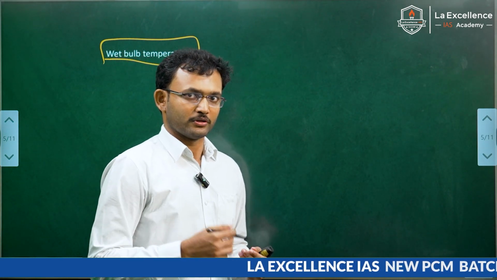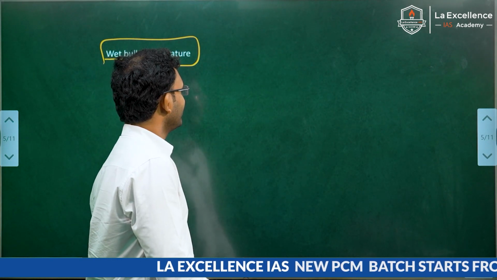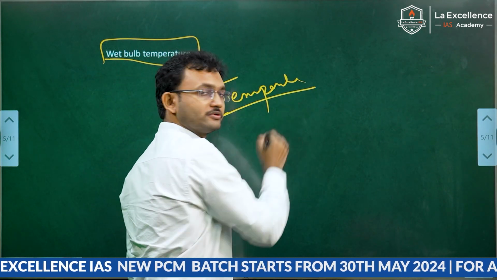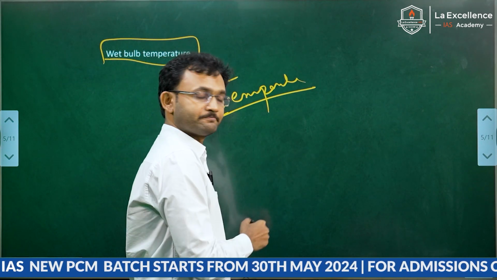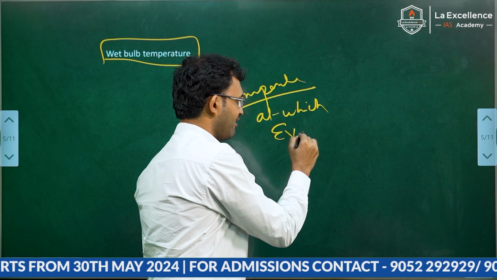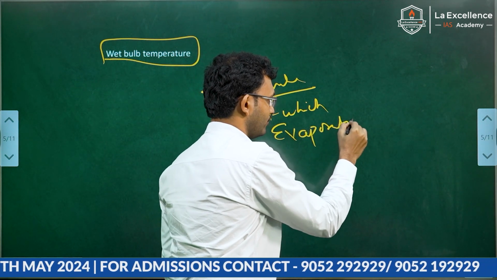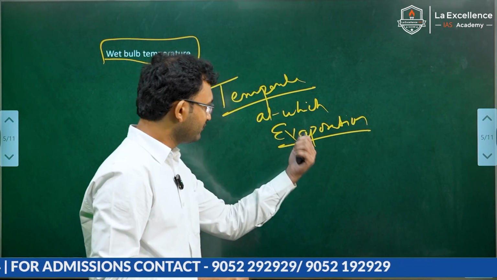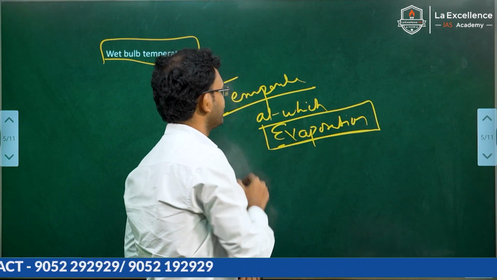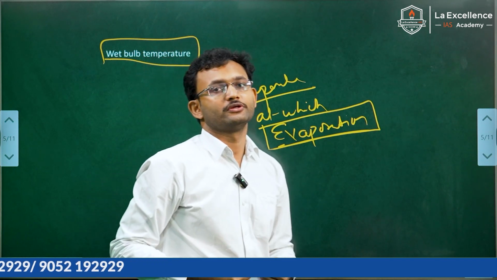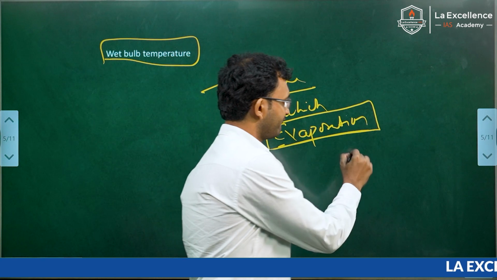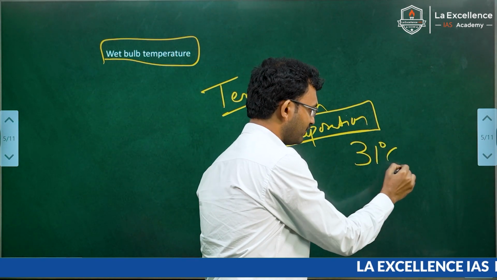So, this wet bulb temperature could be defined as the temperature at which evaporation is saturated. When we say evaporation, it means effectively the water. The impact of that evaporation, when stopped, is on the human body. When the evaporation of sweat is stopped, the human body can't survive more than 31 degrees centigrade.